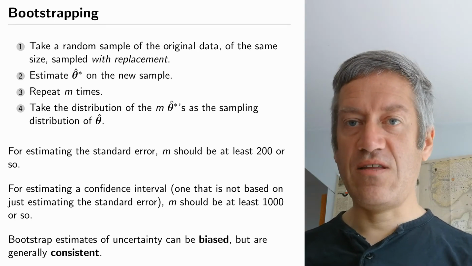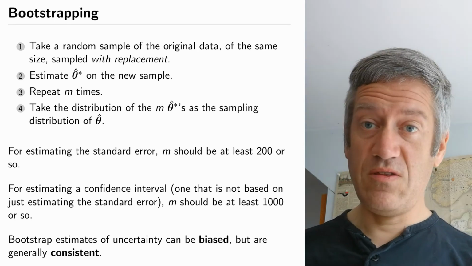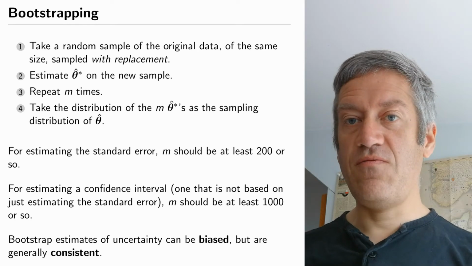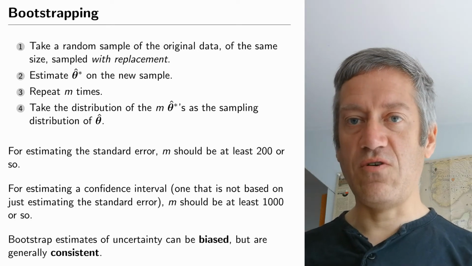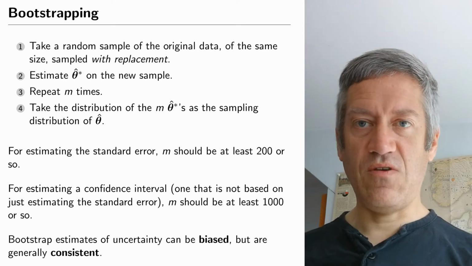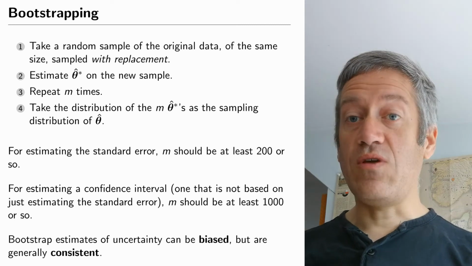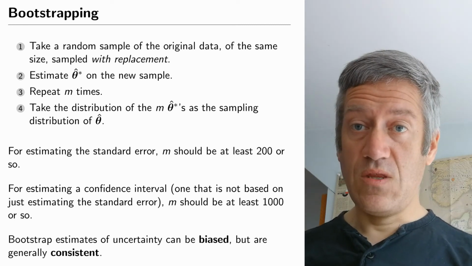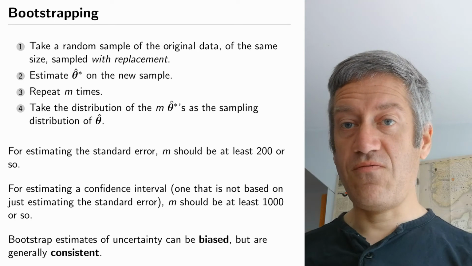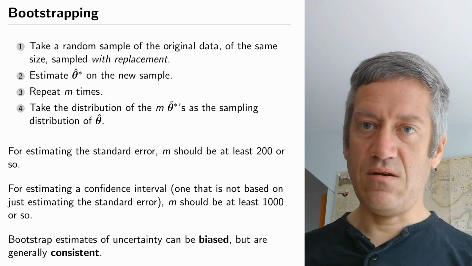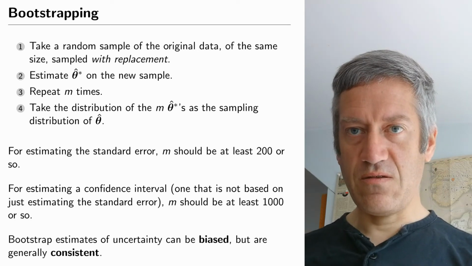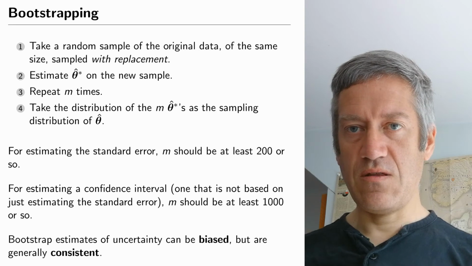The result is that we get a data set that is the same size as the original data set, but many observations will have been included 2, 3, or 4 times, and many observations will have been left out. So the exact sample looks different because of duplication and deletion of observations, even though it is the same size.